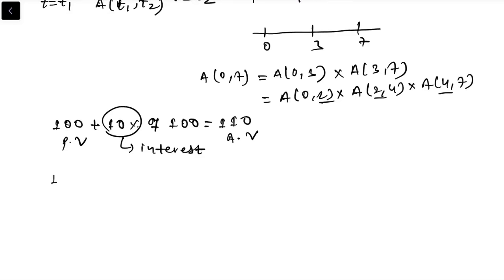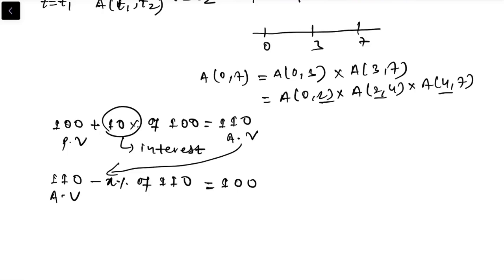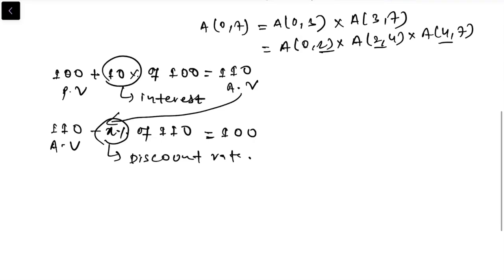Now what if I ask you what percentage should be charged on the accumulated value to get the present value back? So this is the question. Now suppose you charge X percentage on accumulated value. So this X percentage is nothing but the discount rate. Now you can say that the interest rate is linearly charged on the present value and discount rate is linearly charged on the accumulated value.